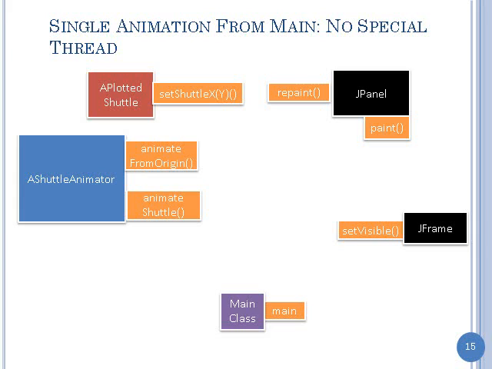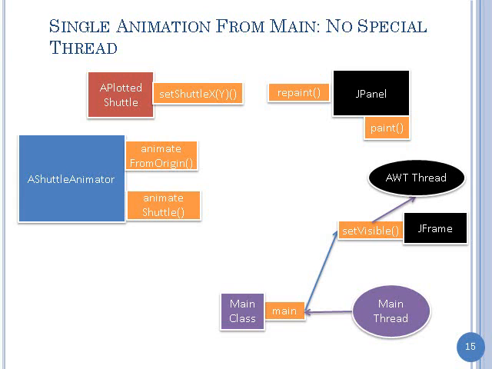So why is it that from the main method, animation worked? There are two threads. That's the short answer. And let's look at the long answer here. The main thread calls main. It calls setVisible. The AWT thread is created at this point. Main now is not terminating. It goes and calls animateShuttle, which calls animateFromOrigin, which does this loop.